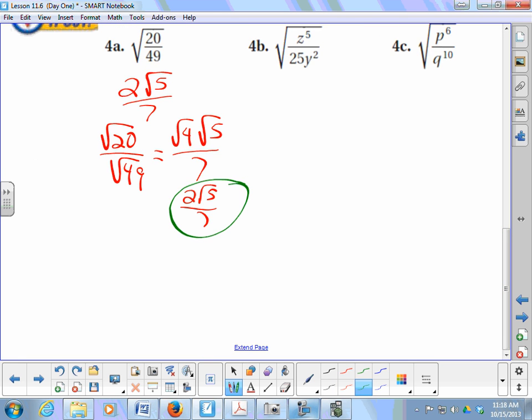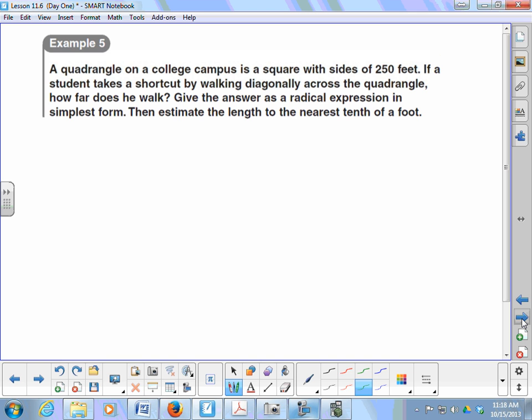All right, so last thing then. Hey, we have a story problem. Okay. A quadrangle on a college campus is a square with sides of 250 feet. If a student takes a shortcut by walking diagonally across the quadrangle, how far does he walk? So give the answer as a radical expression in simplest form, then estimate the length to the nearest tenth of a foot. So what's the first thing I should do in this case?